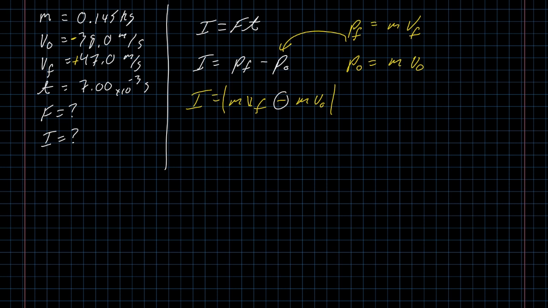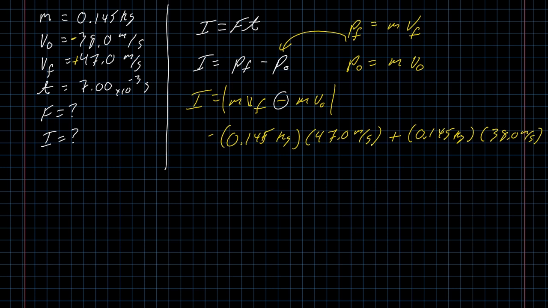All right, so plugging in, our mass is 0.145 kilograms. Our final velocity is 47.0 meters per second. We have subtraction here, but there's going to be a negative that's going to turn it into addition. We have our mass again, 0.145 kilograms. And we have our initial velocity, which is 38 meters per second.